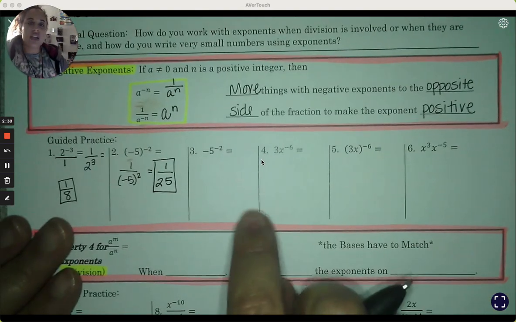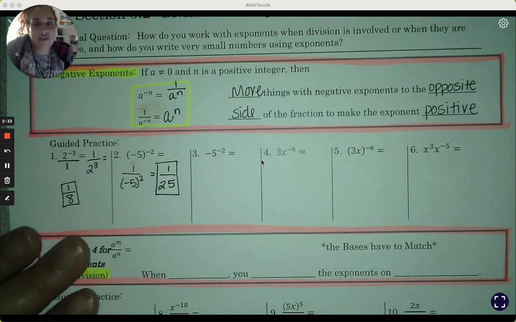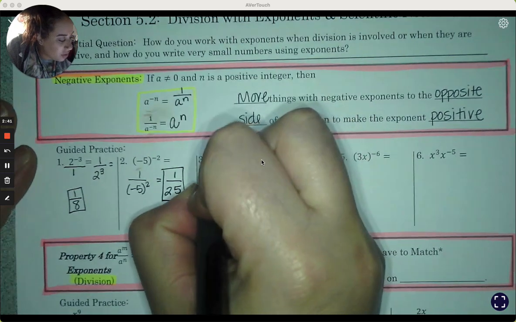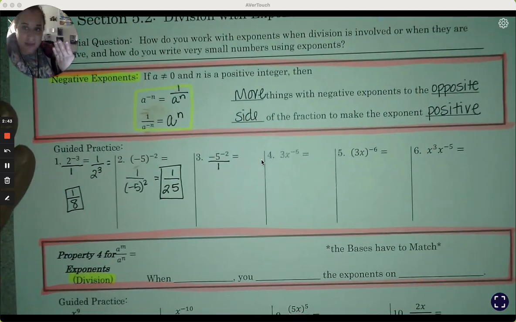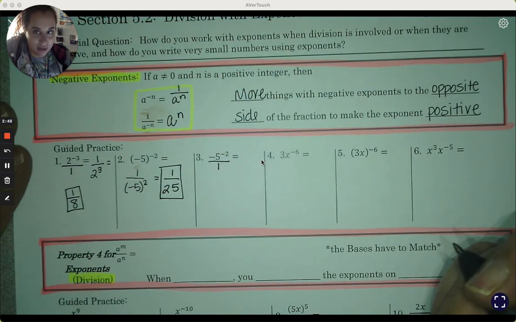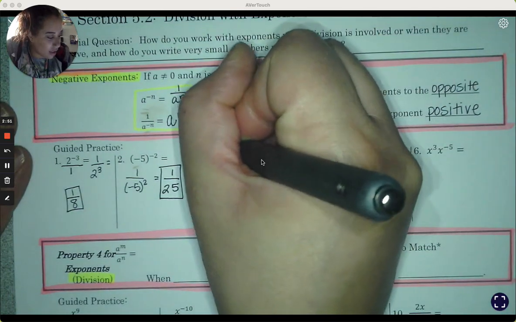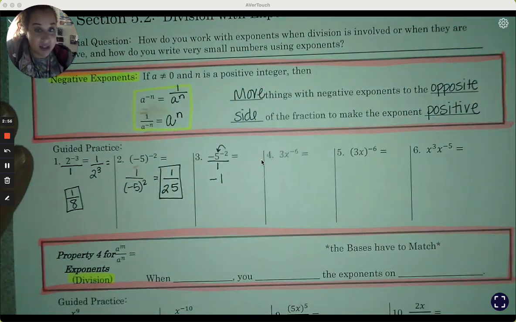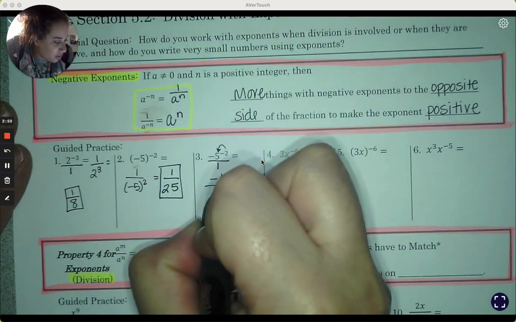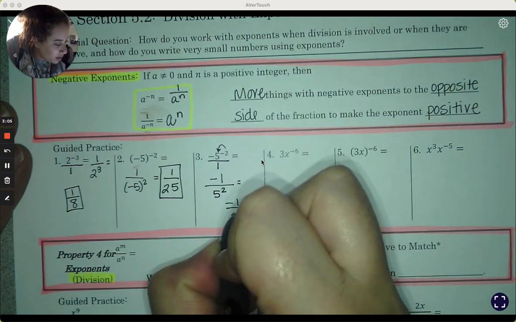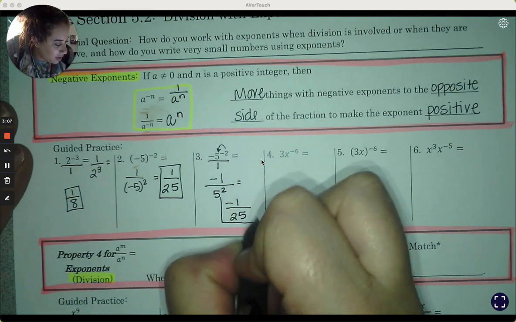Okay, so looking at number 3. Number 3 is completely different from number 2. Remember, the exponent only stays with what's directly to the left of it. So if I put this over 1, it's going to go to the bottom, right? So what part goes to the bottom? Just the 5, because it's the thing directly to the left. So that negative is going to stay on top, and it's going to become a negative 1 over 5 squared. So it becomes negative 1 over 25. You see how there's a difference there?